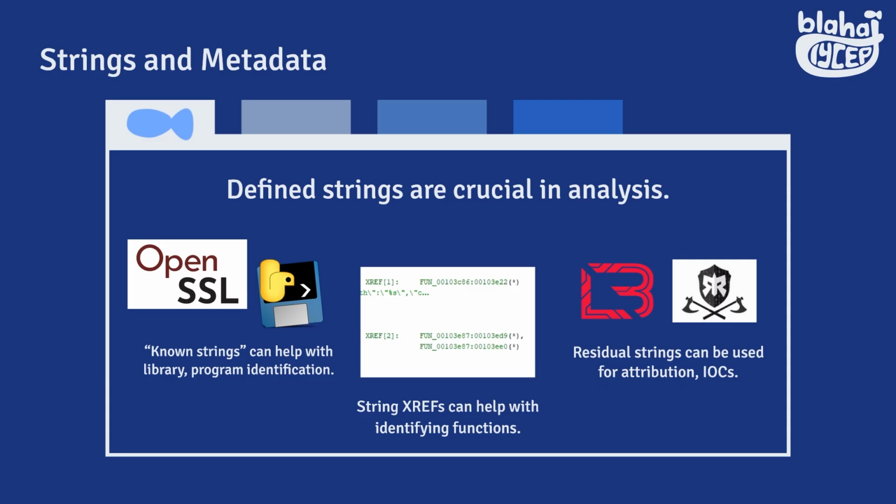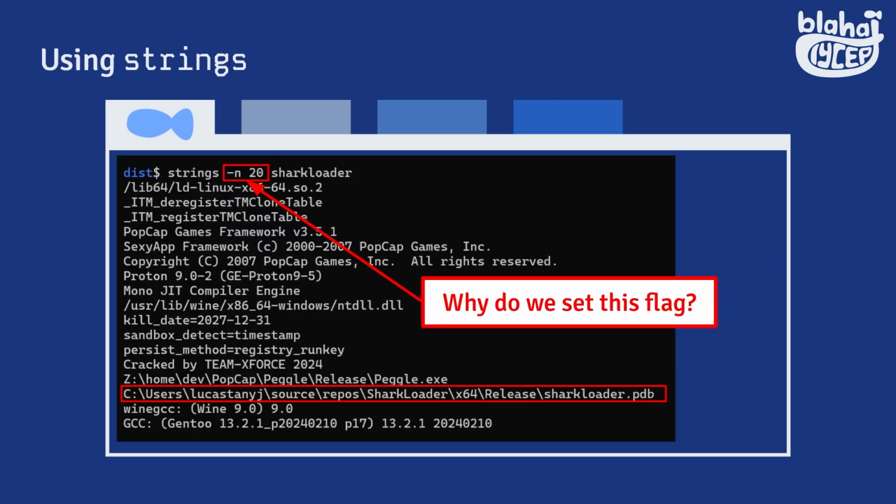So the initial recon that we can do, right? As we've mentioned and emphasized a few times, so I'm gonna emphasize it one more time, defined strings inside a binary are crucial in analysis because what we saw last week was that known strings can help us with library or program identification, right? String cross-references inside programs can help us with identifying functions, and residual strings can be used for attribution or indicators of compromise.